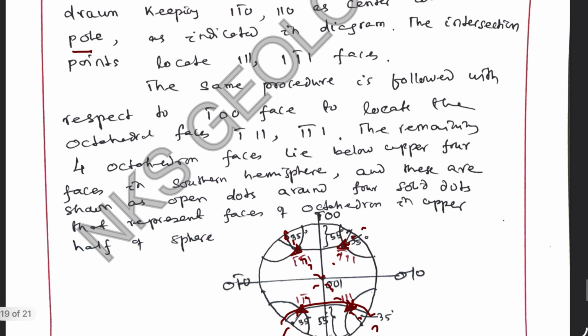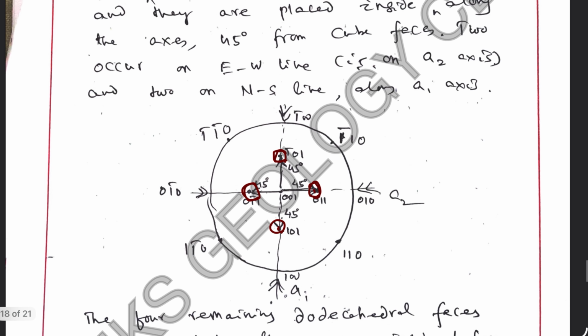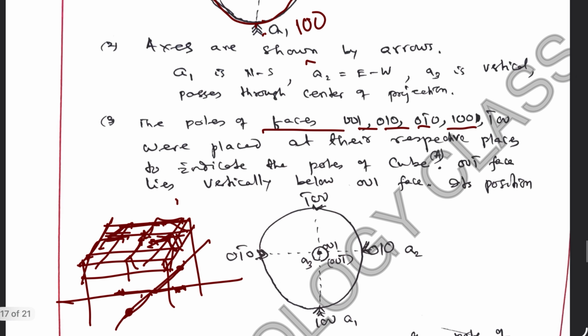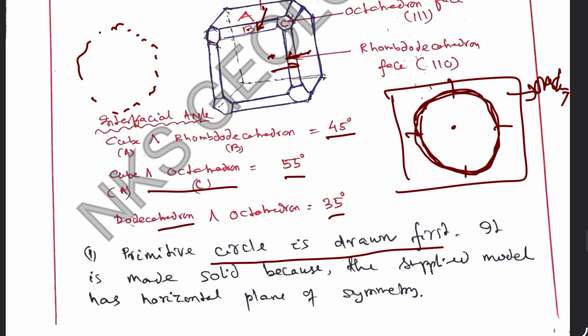Then we have to see the angle that this face makes with the rhomb dodecahedron, because here is the position of the rhomb dodecahedron. If we take the interfacial angle, the cube to rhomb dodecahedron angle is about 35 degrees. The octahedron to dodecahedron angle is 35 degrees. So we know the location of the dodecahedron is here.